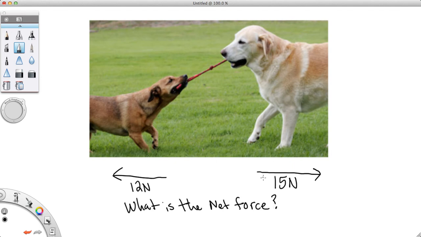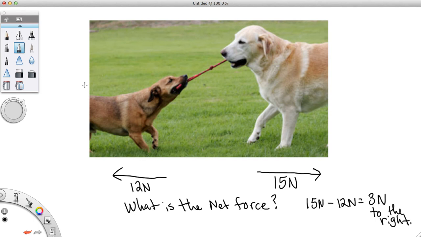Okay, so we have 15 newtons to the right, 12 newtons to the left. That is a difference of 15 newtons minus 12 newtons, a total of 3 newtons. So the net force is 3 newtons. But remember, force is a magnitude and a direction. So it's 3 newtons in what direction? It's 3 newtons to the right. That is how you calculate net force. Okay?